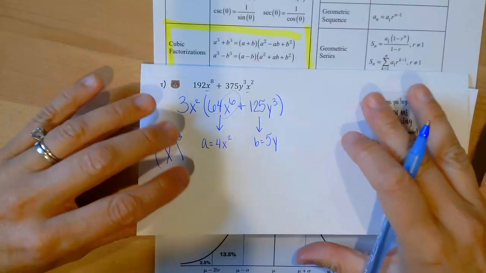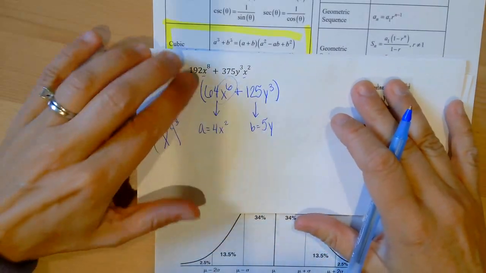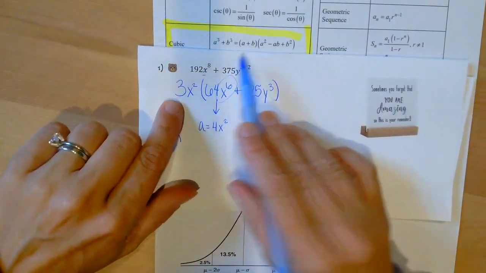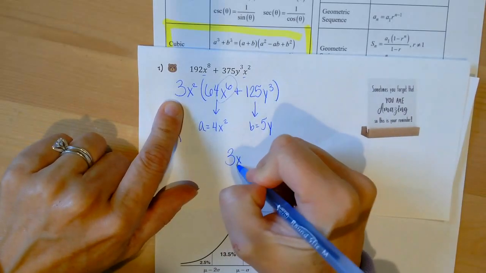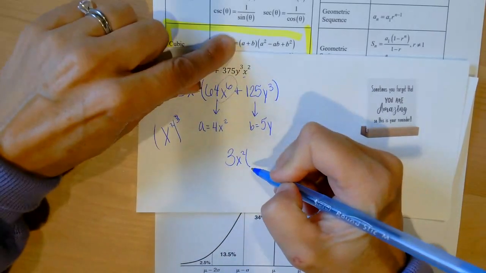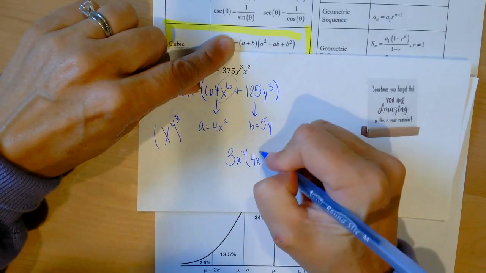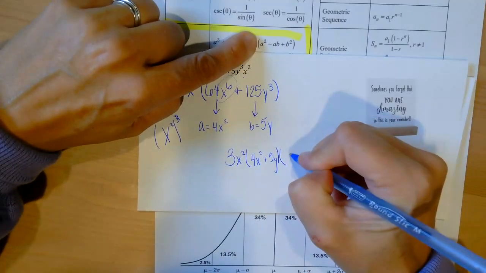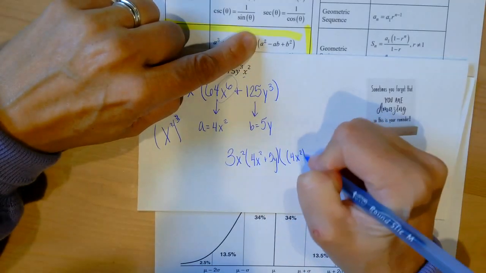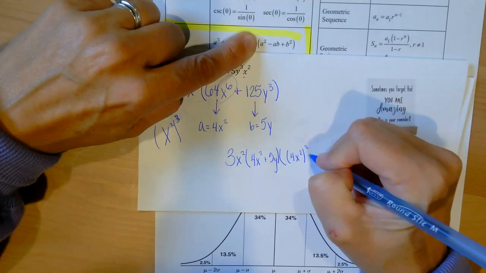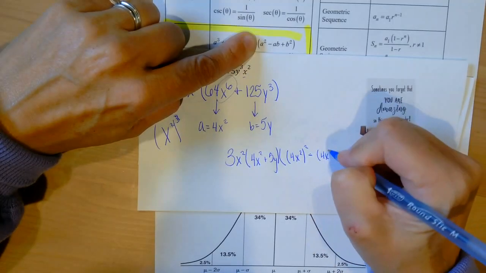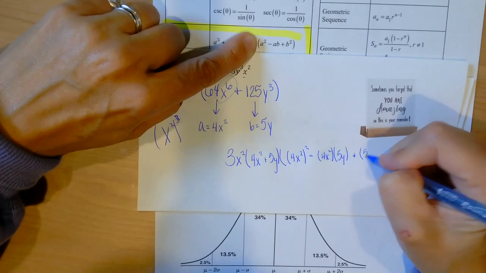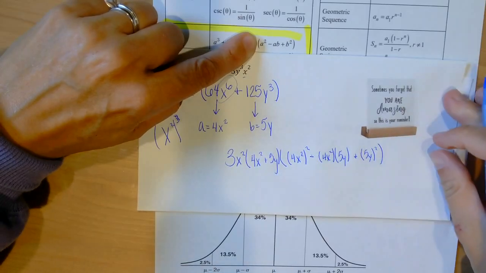All right, so now I'm ready to do my factorization. So this time I'm going to go to the sum. Okay, so I'm going to pull out my GCF first, my 3x squared. I've got my a plus b, so that's 4x squared plus 5y. Okay, so now I have to take the a and square it, so that's where those parentheses are important. Minus this time my a times my b plus my b squared.